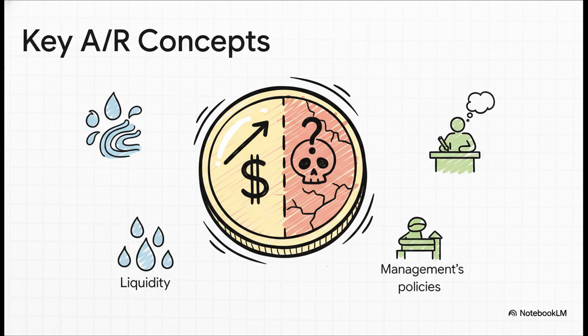On one side of the coin, it's an asset. It's a claim to future cash. But on the other side, it's a risk. The risk of what we formally call bad debt, which is just money you're never going to collect. So this one number is actually telling you multiple things.